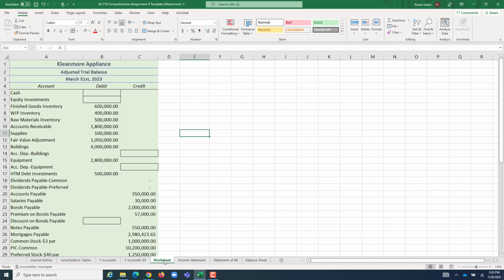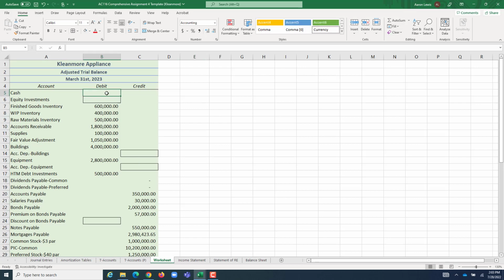I have gone through, for the sake of time, and filled in the value of some of these accounts, but I did leave some blank just so you can get the process of how I'm doing this. Once you've done it a couple of times, it's doing the same step over and over and over again. It's kind of what accounting feels like all the time. No different here on our adjusted trial balance.